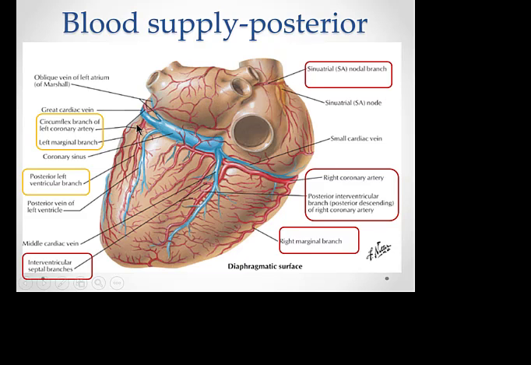Do you understand? Similarly, the circumflex is so far away from the right atrium, so it is not going to supply the right atrium. So if you know this picture well, you'll be able to say which artery supplies which chambers of the heart. Followed?